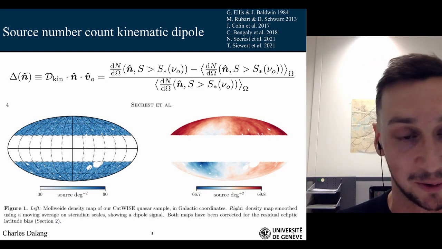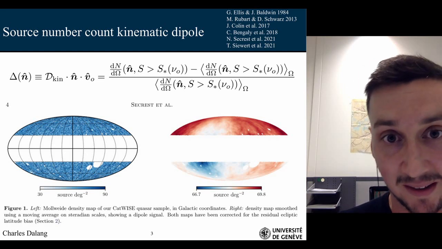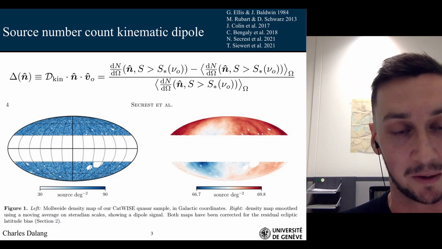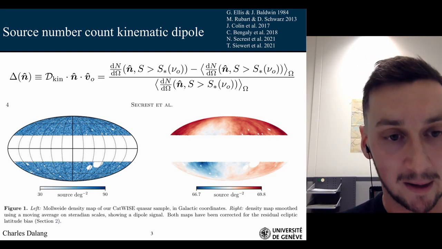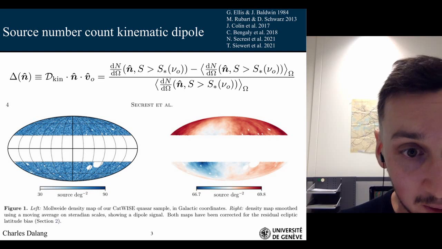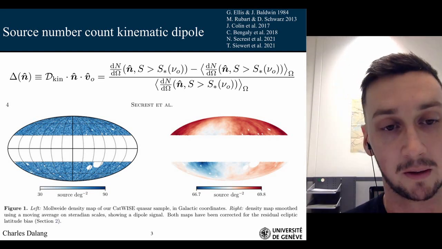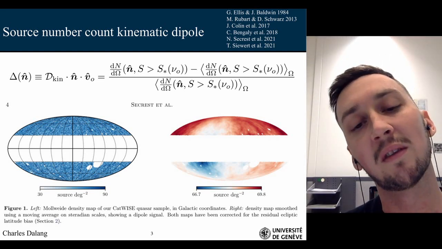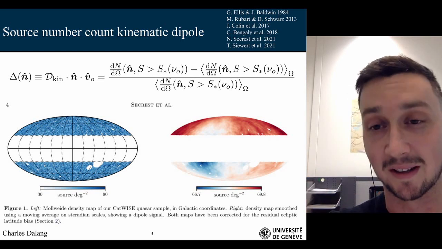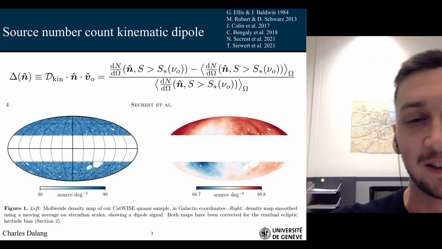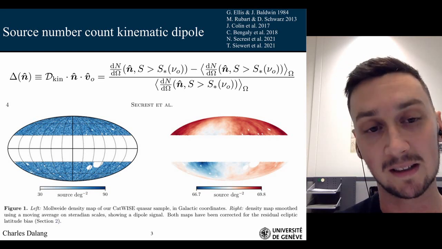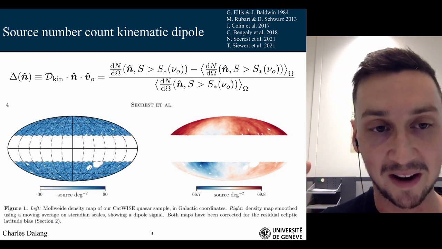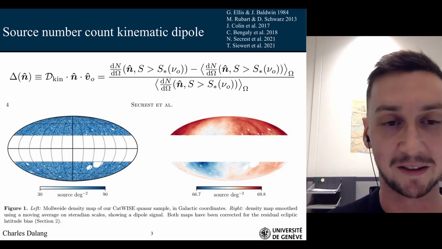Here I'm showing you a map from the Secrest et al. paper from 2021, where they observed quasars over the sky. You have between 30 and 90 sources per square degree. They smooth this in the right panel so that you can see there's a blue region and a region maybe on the right which looks a bit more red. So you also see a similar effect, more sources in one direction.